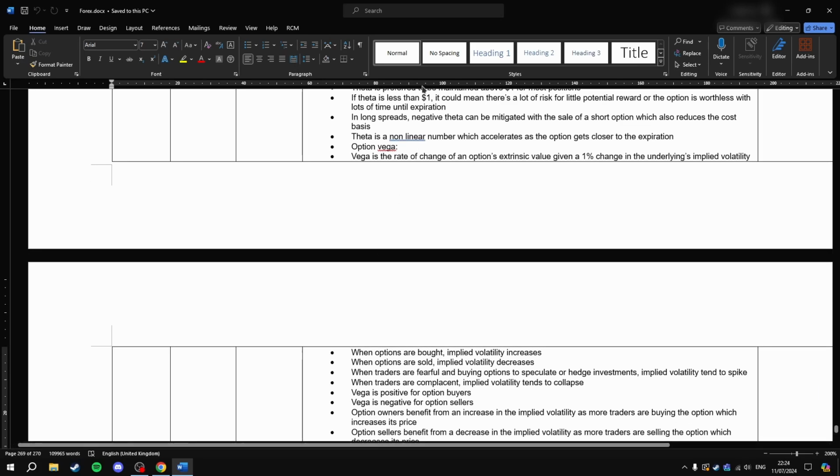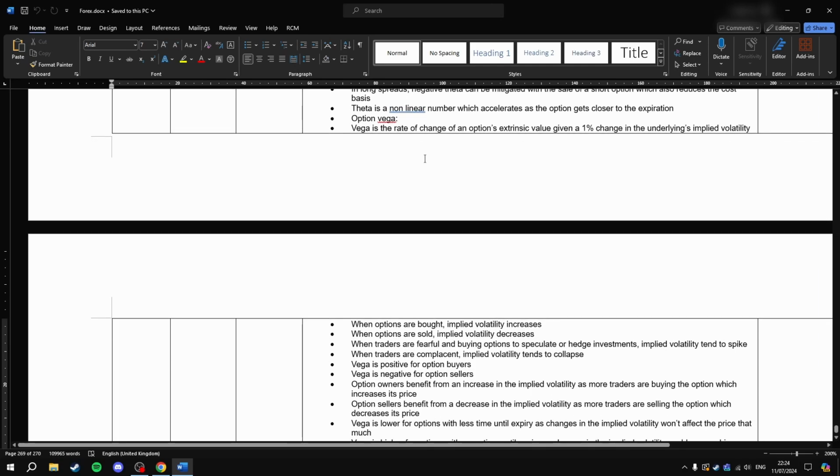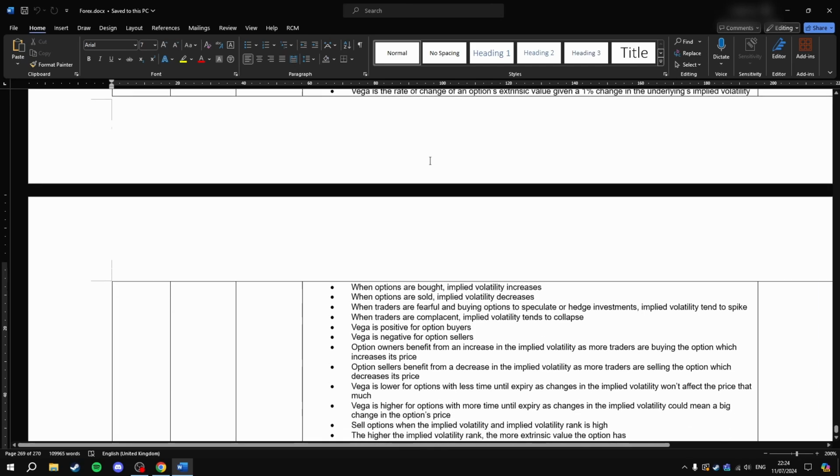In long spreads, negative theta can be mitigated with the sale of a short option, which also reduces the cost basis. And theta is a non-linear number which accelerates as the option gets closer to expiration. And then for option vega. Vega is the rate of change of an option's extrinsic value given a 1% change in the underlying implied volatility.